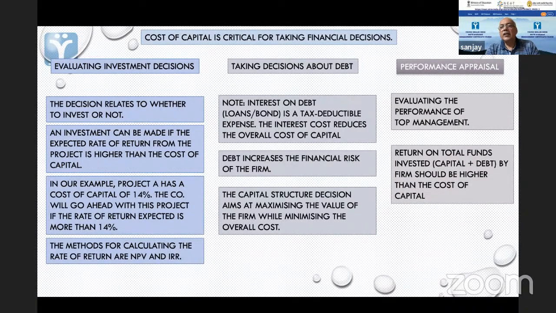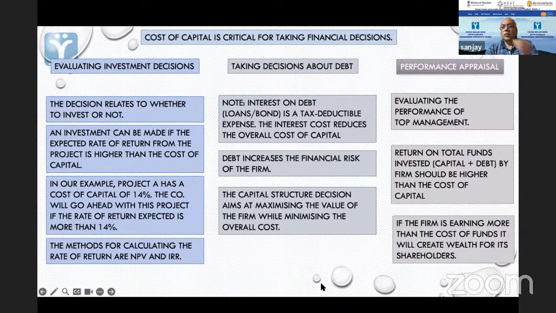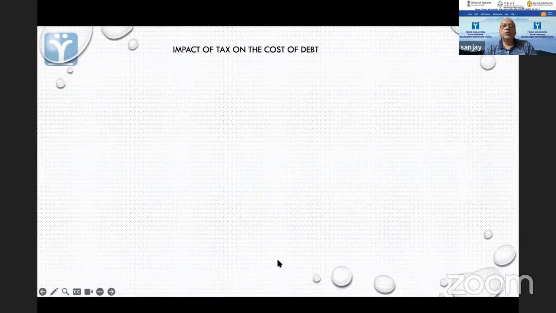So the return on total funds invested, capital plus debt, by the firm should be higher than the cost of capital. It's basic, simple arithmetic. If this is not the case, then the company is losing. And if it's earning much more than this, then wealth is being created. This is the basic logic here. So with that in mind, we can now move to this.